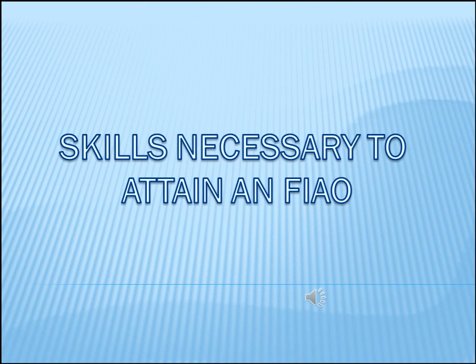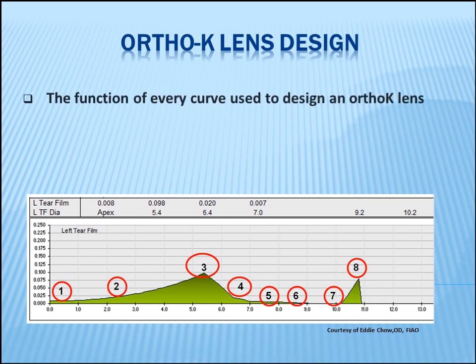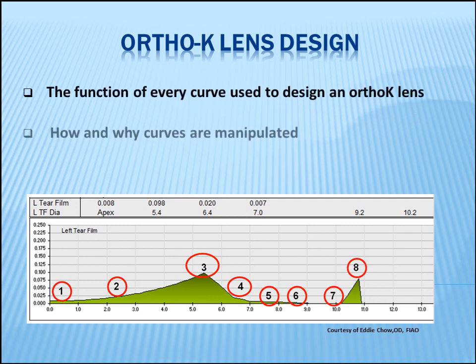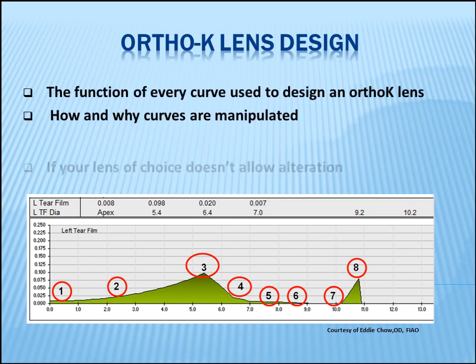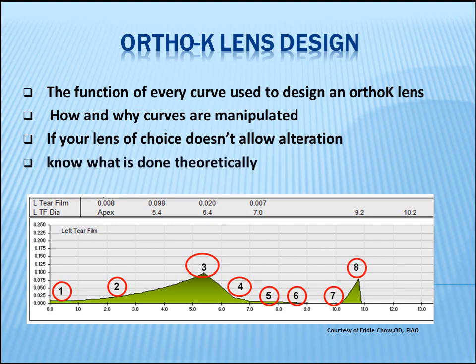So what are the skills necessary to apply for and attain a fellowship in the Academy? Well, first of all, you have to be an absolute expert in the design of an ortho-K lens. That means you have to know the function of every single curve on a multi-curve lens. What do those curves do? How are they manipulated to make a change in the fitting? How are they manipulated to make the lens fit better in the very beginning?